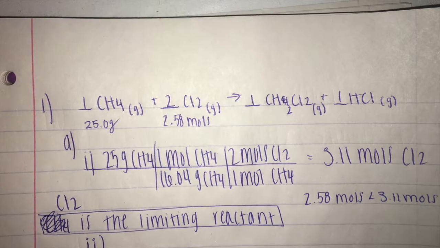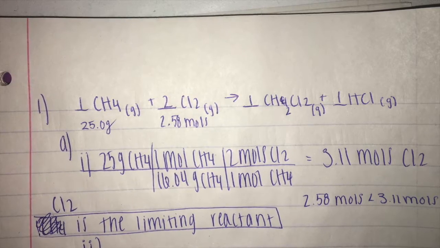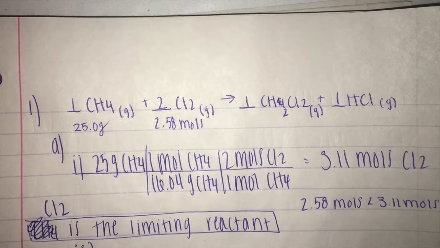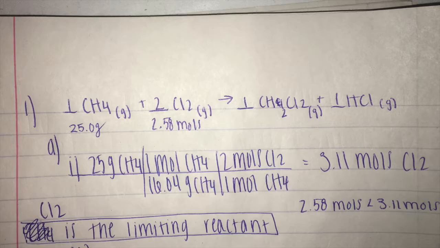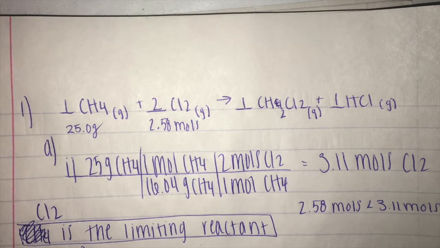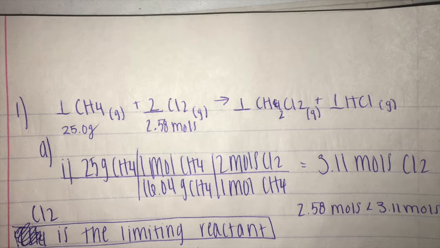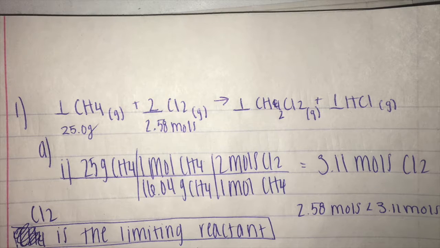We are given that there are 2.58 moles of chlorine gas. So chlorine is the limiting reactant, because once you convert 25 grams of CH4 to moles of Cl2, you get 3.11, which is more than 2.58. So chlorine is the limiting reactant because it runs out first.